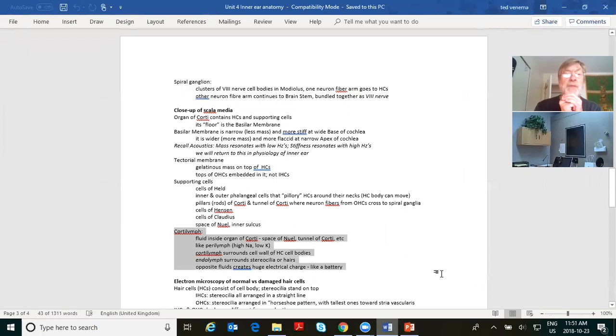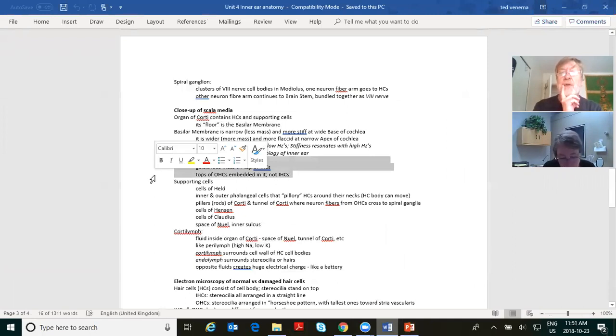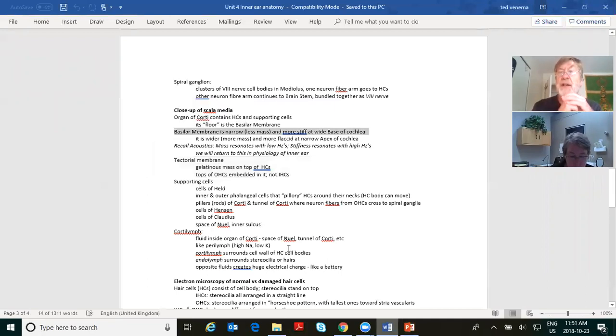Now, do not worry about supporting cells, cells of Hensen, cells of Claudius, space of Nuel, inner sulcus. Couldn't care less, doesn't matter, okay? But put a star by tectorial membrane, you've got to know that one. Make sure you have this too. Basilar membrane is narrower, has less mass, and is more stiff at the wide base of the cochlea, and exactly the opposite: it's wider, has more mass, and is more flaccid at the narrow apex of the cochlea.